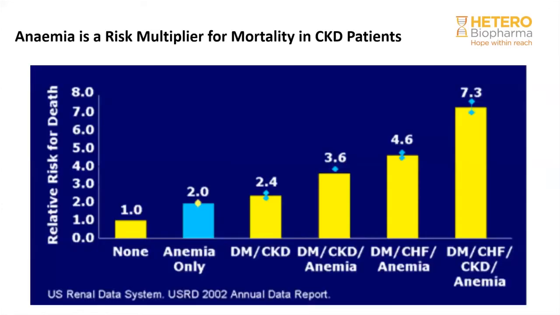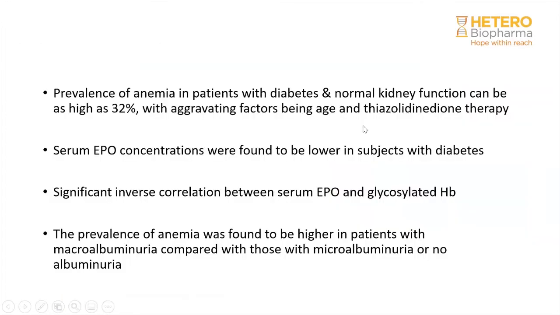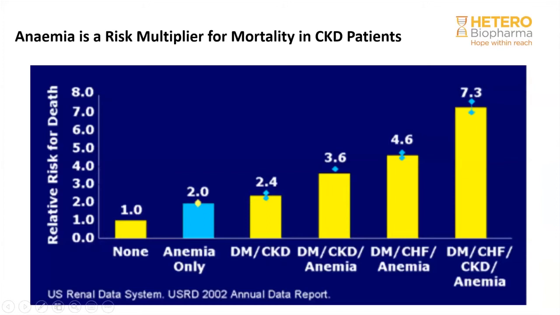Why correction of anemia is so important is because of its consequences, and we have seen that not only does the quality of life get affected by anemia, but there is also an increased incidence of mortality. This was data from the USRDS, an older data set from 2002, but what it said was that anemia is a multiplier for mortality.